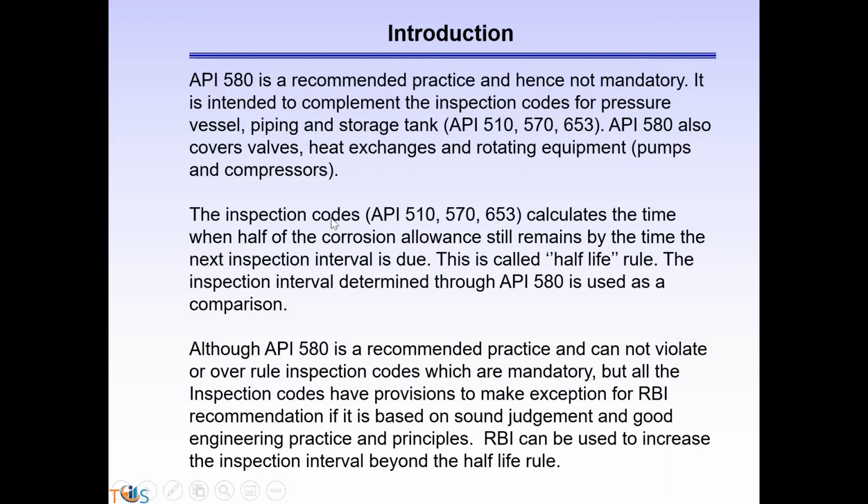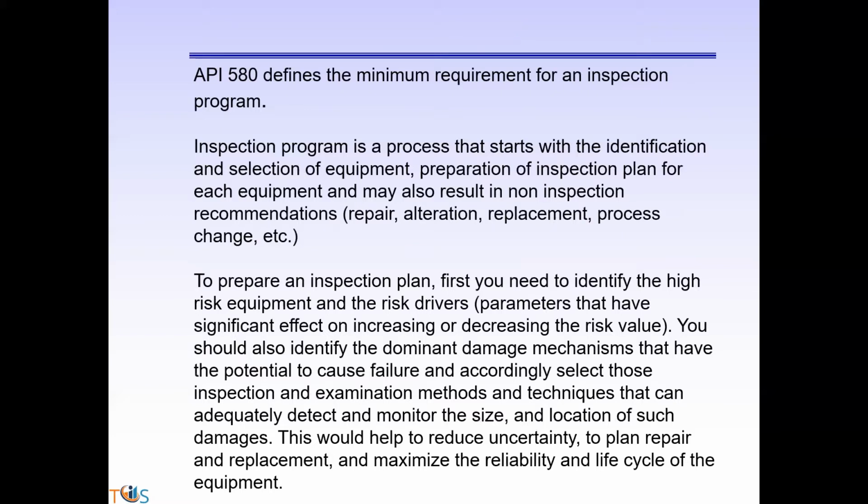So as I said, the inspection codes 510, 570, 653 calculate the time when half of the corrosion allowance still remains by the time the next inspection interval is due, which is called the half-life rule. The inspection interval determined through API 510 is used as a comparison. And although it's a recommended practice, all these codes accepted the API verdict. And RBI can be used to increase the inspection interval beyond the half-life rule. But the maximum cap is 10 years. So these are all potential questions.